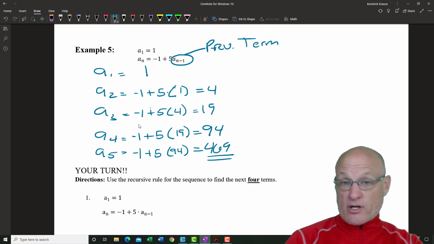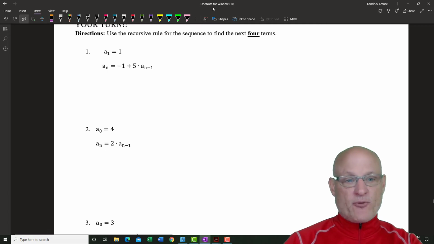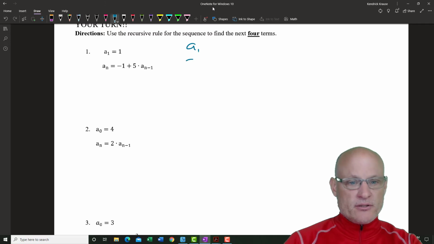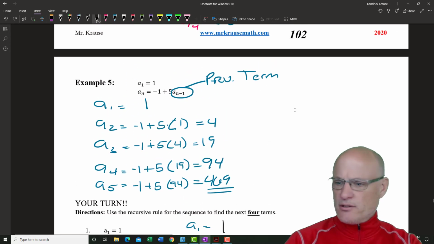Now, you need to show your work on the test, but what a great way to show it. That's an easy way. So find the next 4 terms. I didn't give you a lot of room here, so let's do it over here: A1, A2, A3, A4, and A5. Oh, why did I start with 1 again? Wait, that's the same one we just did. What am I doing?